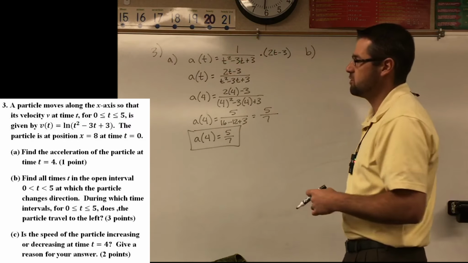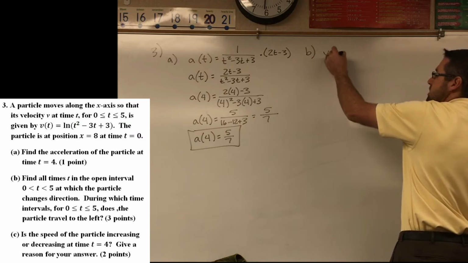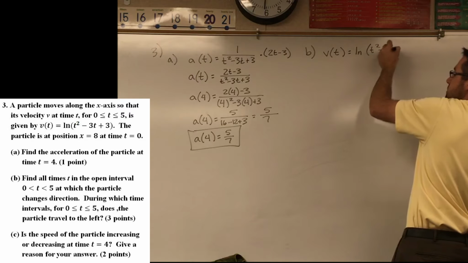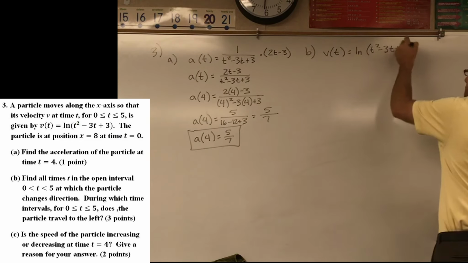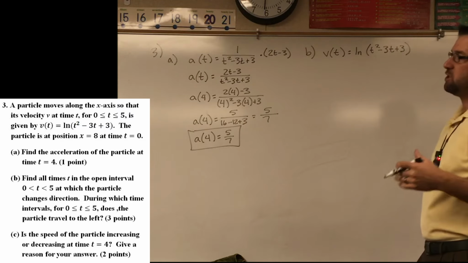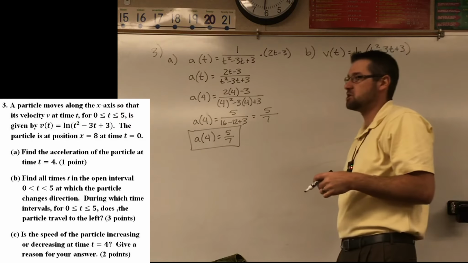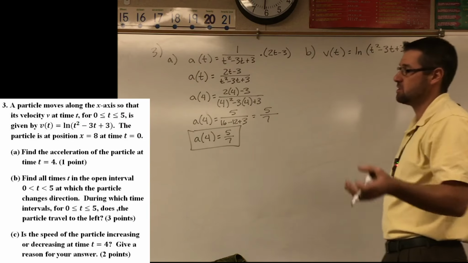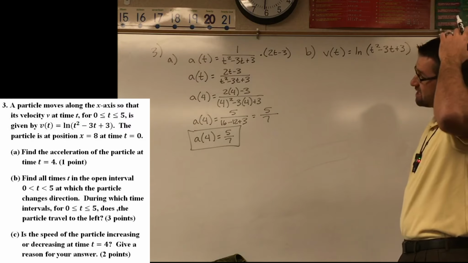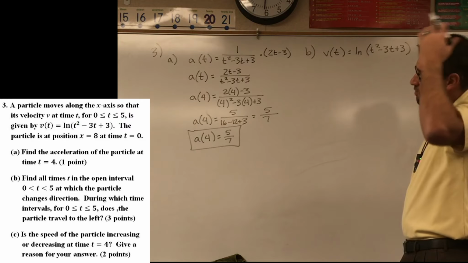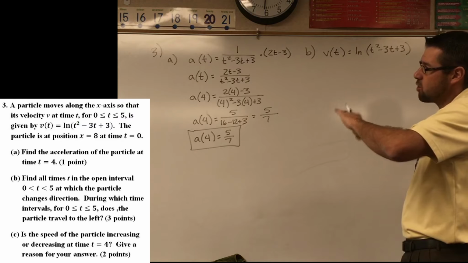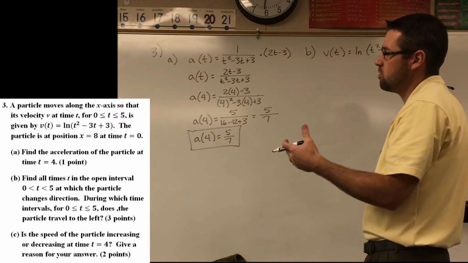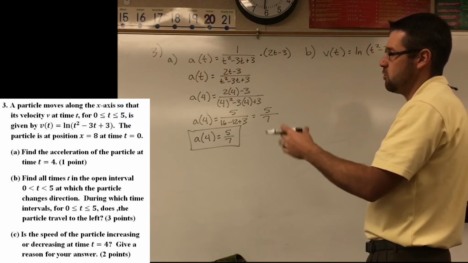We were given the velocity function, so we're going to look at that. So v of t, I'm just going to rewrite this real fast, natural log of t squared minus 3t plus 3. Now, we are looking for when velocity changes signs. The only place that velocity can change signs is when velocity is equal to 0 or when velocity does not exist. Well, natural log does not exist when t is 0 or less, but that's outside of our domain anyways. So there's no place where velocity does not exist within the domain that we're given.